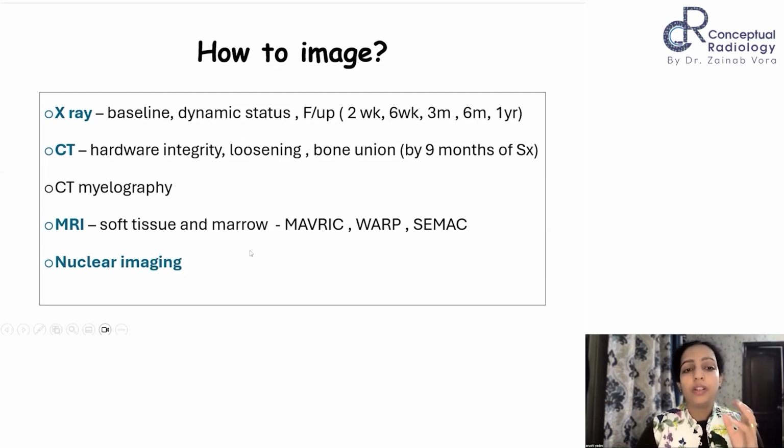MRI, obviously, we know it is for soft tissue and for marrow, it gives the best of the details. For the marrow details, for the soft tissues, for the thecal sac, for the coursing nerve roots. But one limitation in post-op spines is extensive susceptibility artifacts, and that is because of the implants that are put into. So for those scenarios, these are the newer sequences which are available by the name of Maverick, WAP, CMAC, depending upon whether it is GE or Siemens. So what they do is they significantly reduce the artifacts and make it more image friendly.